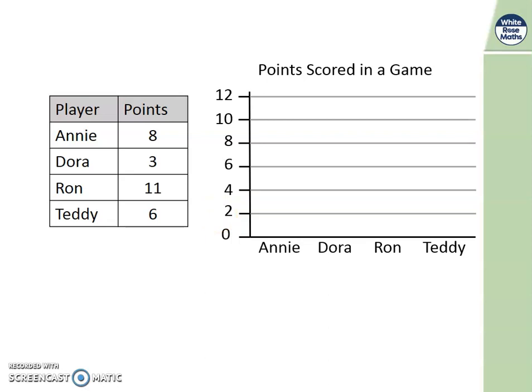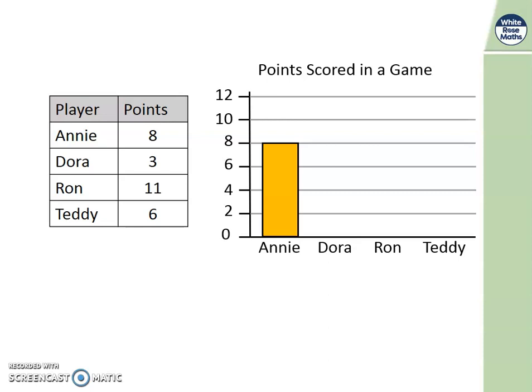Annie got 8 points. What will hers look like? The bar needs to be lined up with Annie and it needs to go all the way up to 8. Can you see how tall that needs to be? Let's have a look. Did yours look like this? Did you picture that in your head? What about Dora for 3?